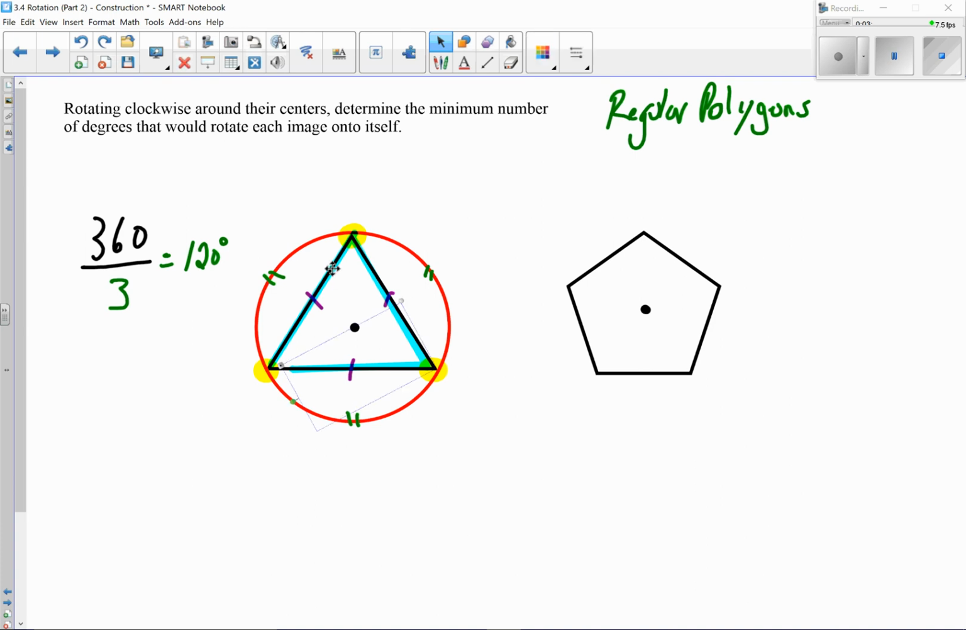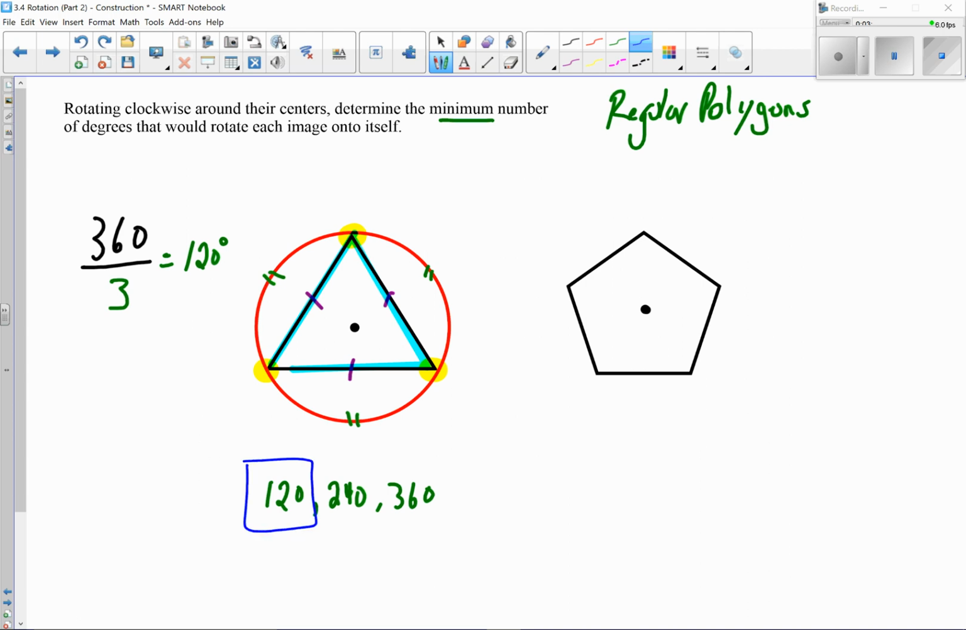If I rotate it once more, another 120 degrees, I would land again looking exactly like this. So I can rotate 120, again, twice, that would be 240, or 3 times, which would be 360. All of these rotations would get this triangle to land back onto itself. The question here asked for the minimum number. Therefore, I only need to say that it is in fact 120 degrees.